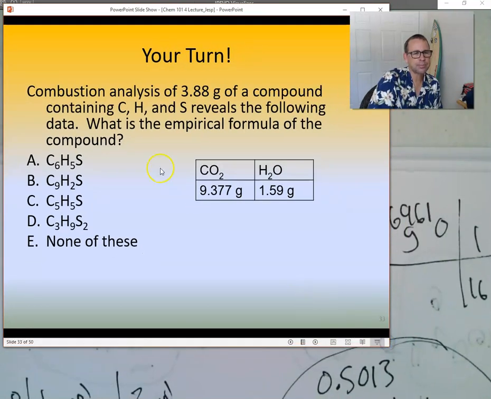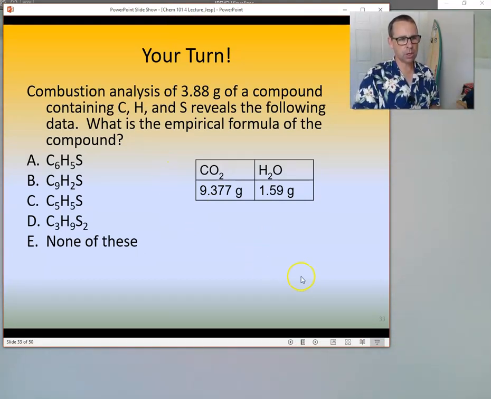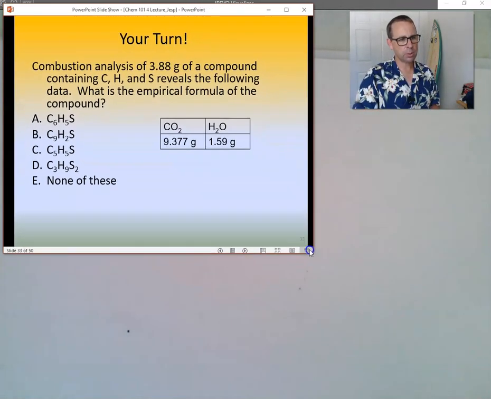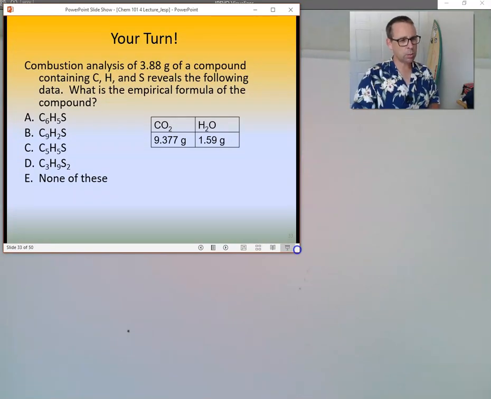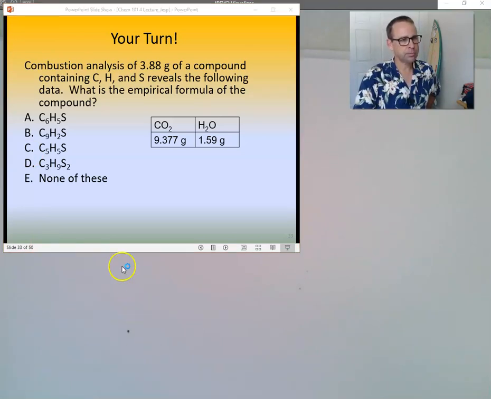Here's another one. Combustion analysis of 3.88 grams of a compound containing carbon, hydrogen, and sulfur reveals the following data. And we want to know what the empirical formula is. Okay? So why don't you start working this on your screen?